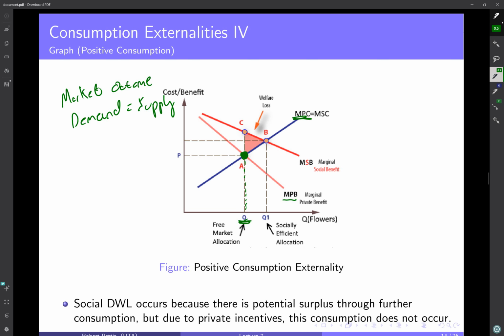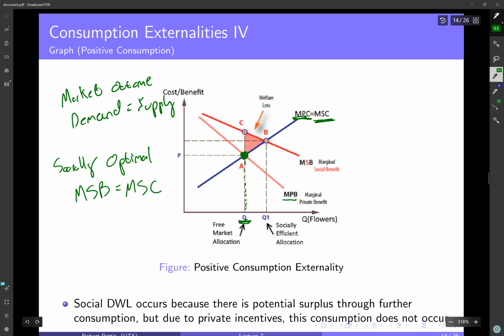And again, we want to find our socially optimal outcome, and that's where the marginal social benefit equals the marginal social costs. Okay, and so our marginal social costs right here, again, it's the same curve as marginal private costs in this case, and our marginal social benefit curve is right here. So they're going to come together here at point B. Okay, so we just follow this down to the x-axis and we see our socially efficient allocation right here.